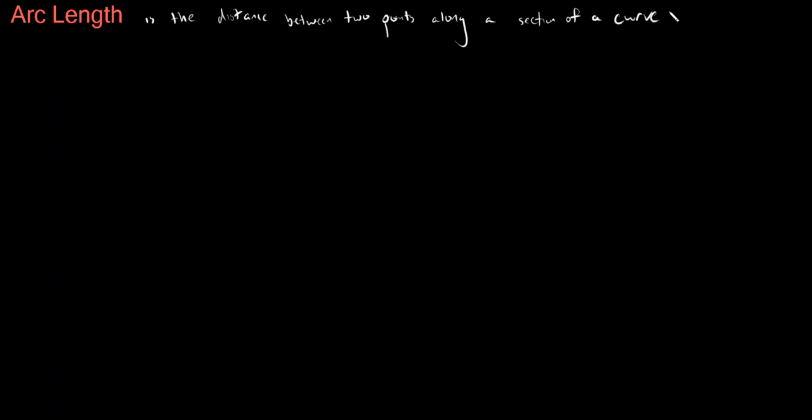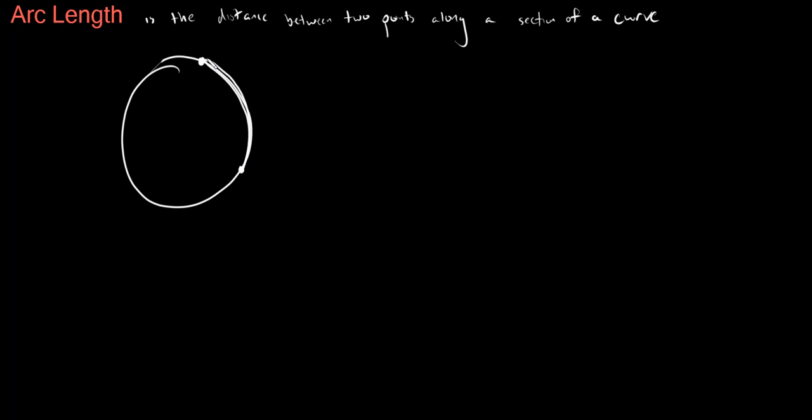Well, the way we generally use this is with circles. So let's say I have a circle. Between two points along a curve, let's say I wanted to know the length between these two points. So this would be the arc length, the distance along the circle between those two points.